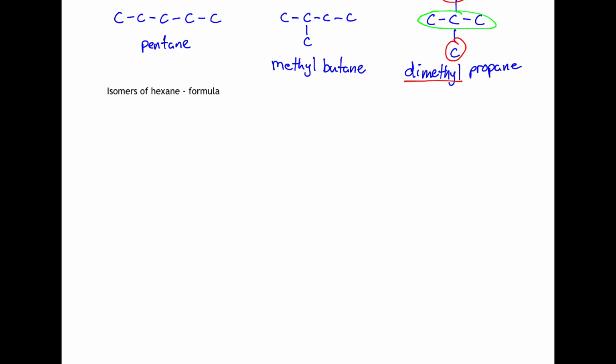With my hexane isomers. How many carbons does hexane have? 6. Oops, I don't want red. That won't look as good. Undo. C6. How many H's does it have? It is 14.